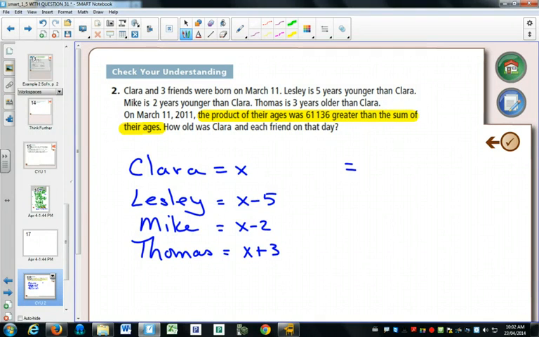So on one side, I'm going to put P just to start. Now if it says the product was 61,136 greater than the sum, how can I write stuff on either side? I can move the equal sign. If you want more stuff on the product side, you can. Where would I put the sum? Where would I put the 61,136 so that I can make an equation that is equal? I'm just going to use S for sum.